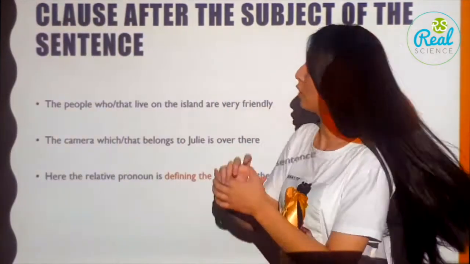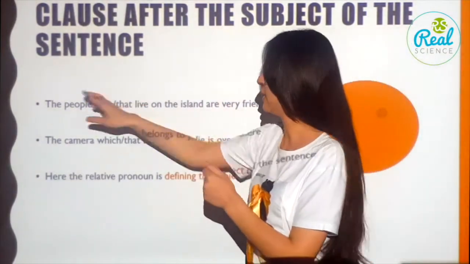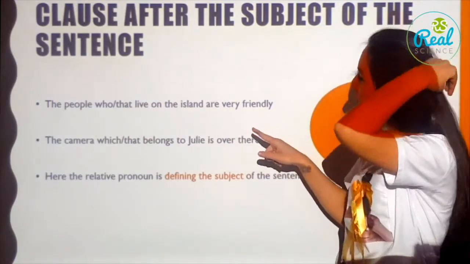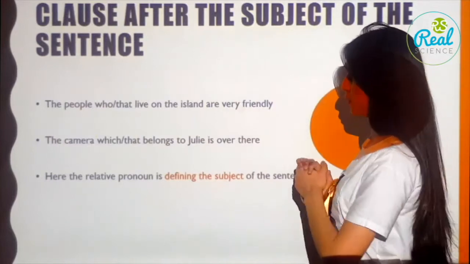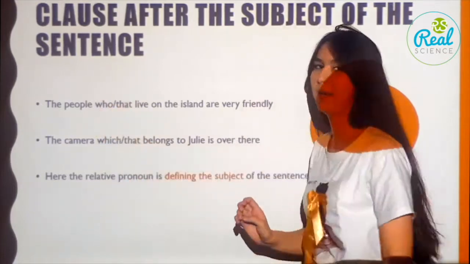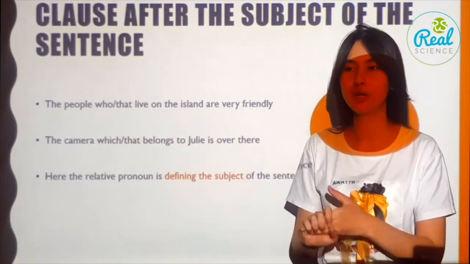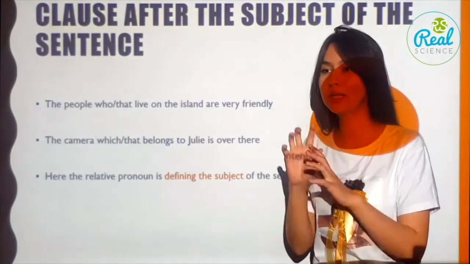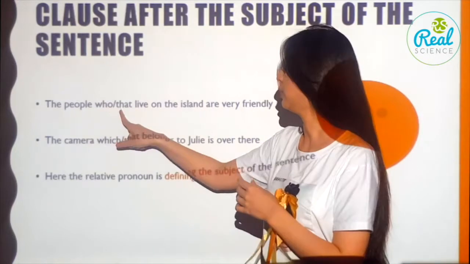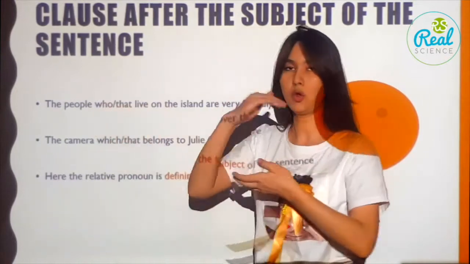Now look at the sentences. So, the clause after the subject of the sentence. As we said, we cannot drop. So now you can see from the example: the people that live on the island are very friendly. So now guys, from this sentence, can you drop this relative pronoun, who or that, here in the sentence? No. Because it is somehow illogical, and the structure of your sentence will be broken. So, the people who or that live on the island are very friendly. So here the relative pronoun cannot be dropped.